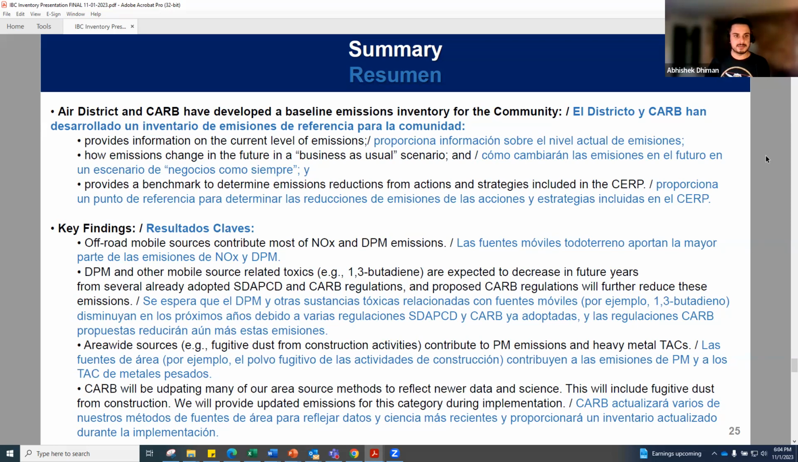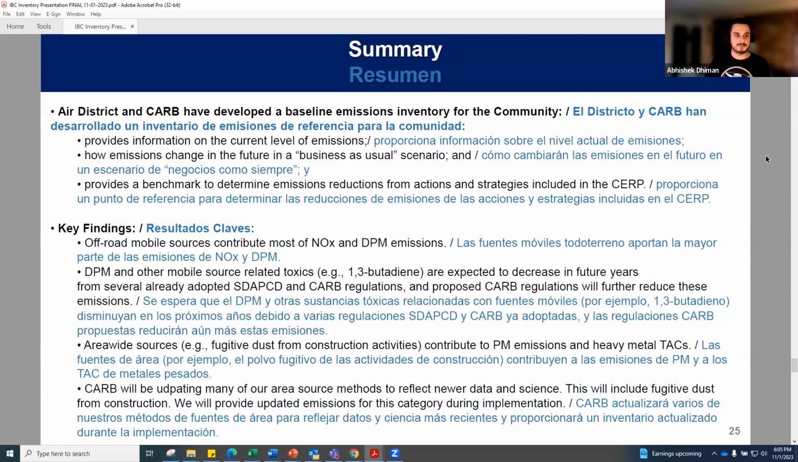Additionally, it provides a reference to determine emission reductions from actions and strategies included in the SERP. In other words, it assists the district and the CSC to know if progress is being made to reduce pollution in the community, and if so, how much pollution is being reduced. For the IBC community, mobile sources, especially off-road mobile, contribute most of the NOx and DPM emissions. Emissions of DPM and other mobile-source-related toxics, for example 1,3-butadiene, are expected to decrease in the future due to existing diesel vehicle emission regulations, and also the changing of old fleets to newer fleets.